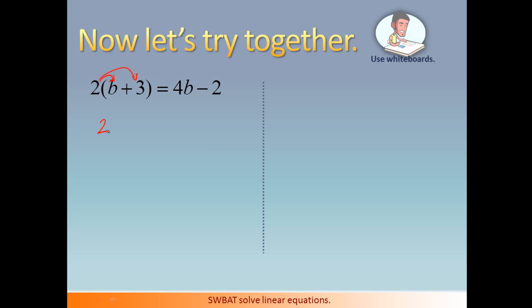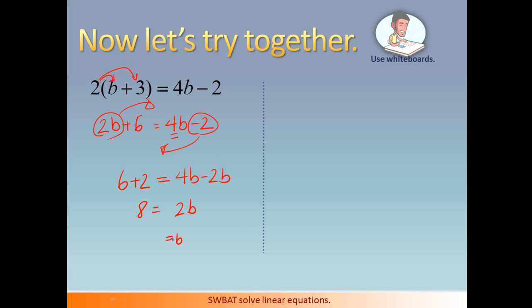Distribute. So we have 2b plus 6 equals 4b minus 2. And remember, that's a 6. And now again, we look at which one is the bigger coefficient. This one. So that means we're going to take this guy, throw him over there, take this guy, throw him over there. So we have 6 plus 2, change sides, change signs. 4b minus 2b. So now we have 8 equals 2b, divide both sides, and you get b equals 4.